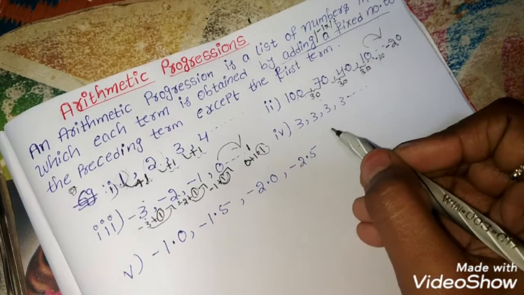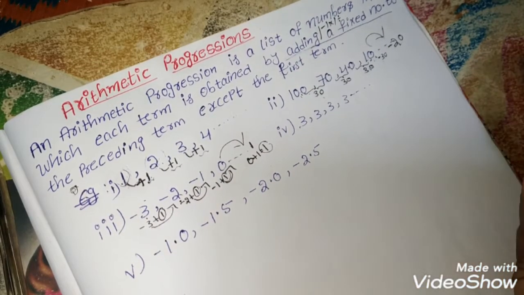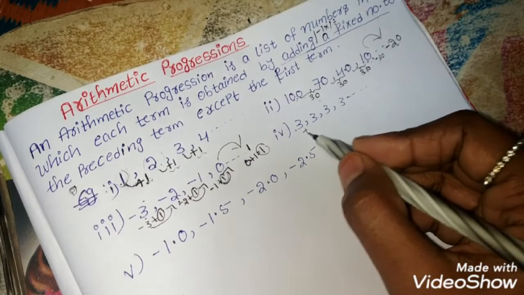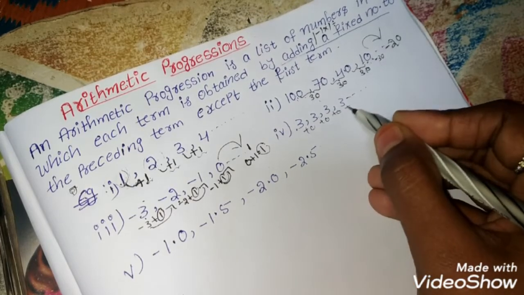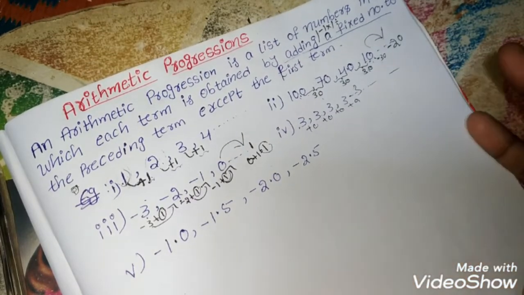And next, take another example. 3, 3, 3, 3. There is nothing changing here. Now we are adding 0 to every term. We get 3 itself. Infinite.